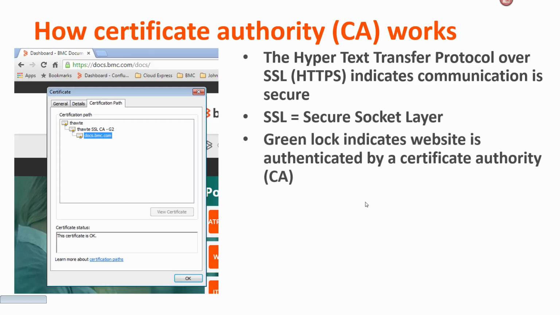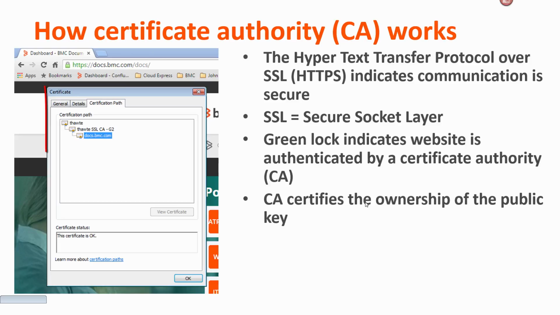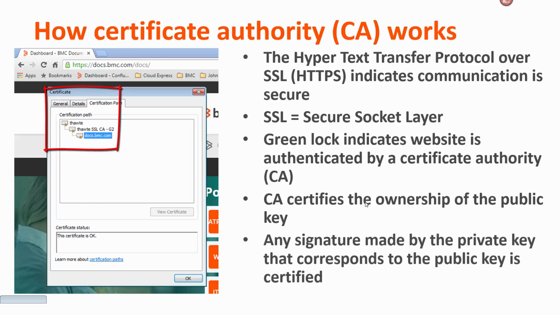The website you're visiting, in this case docs.bmc.com, is authenticated by a certificate authority, specifically in this case Thawte, which is now owned by Symantec. The third-party certificate authority, or CA, issues a public key shown by the green padlock. The CA certifies the ownership of the public key. Any signature made by the private key that corresponds to the public key is certified by the CA to be secure.